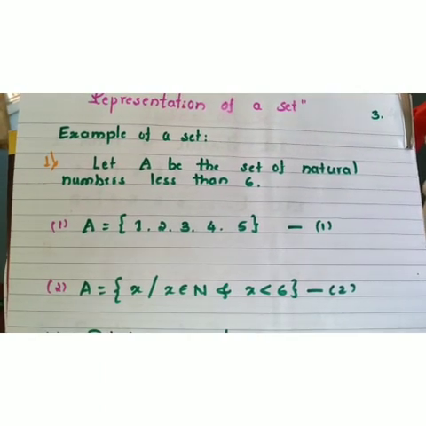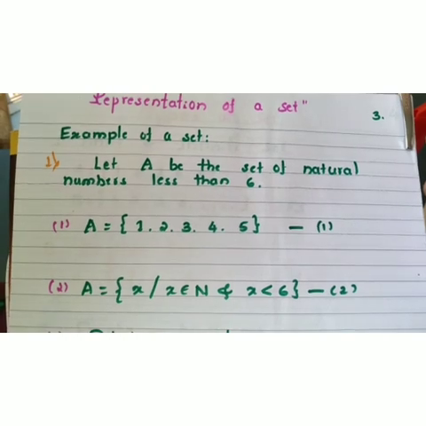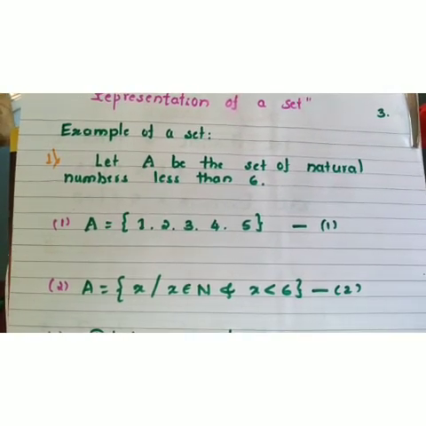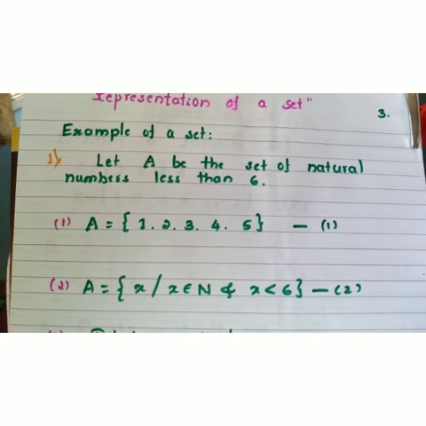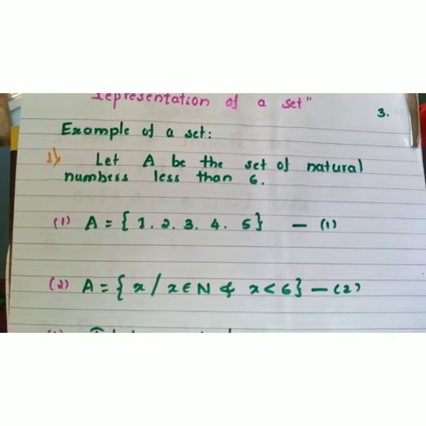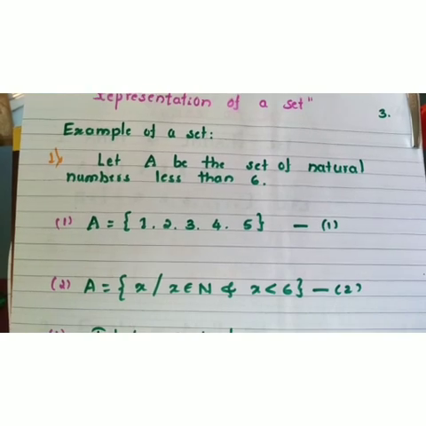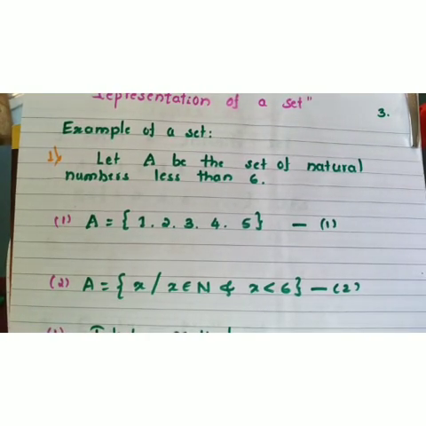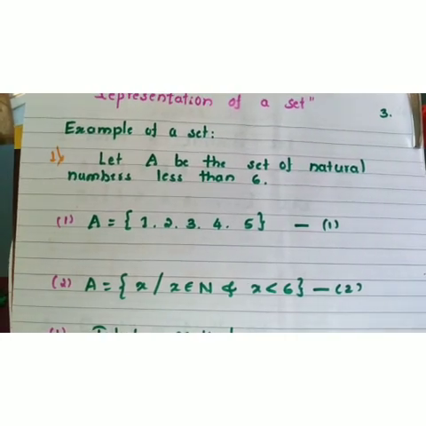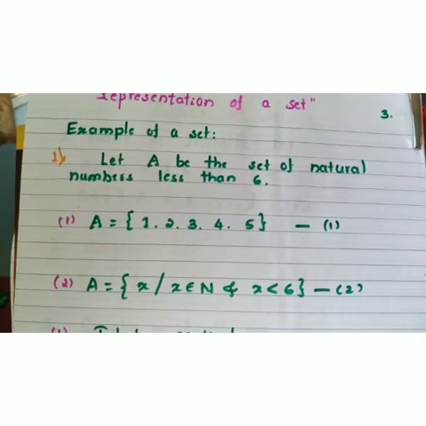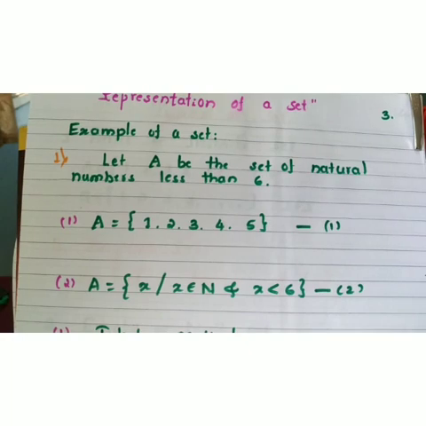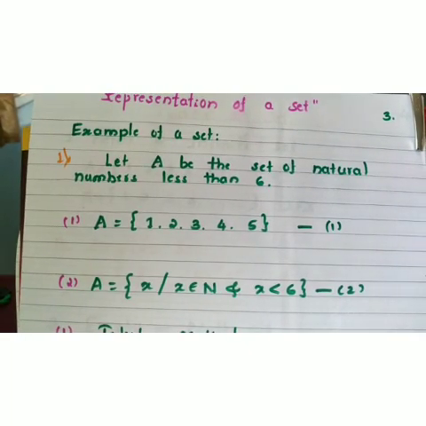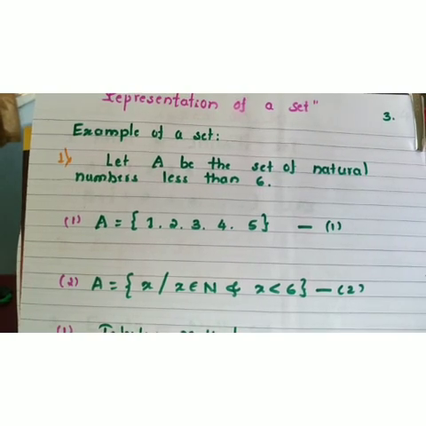Let A equal the set. Whenever you see the flower bracket, it means a set. A equals the set 1, 2, 3, 4, 5. Another method: we write A equals the set of x such that, the bar says "such that", x belongs to N, x is a natural number and x is less than 6.